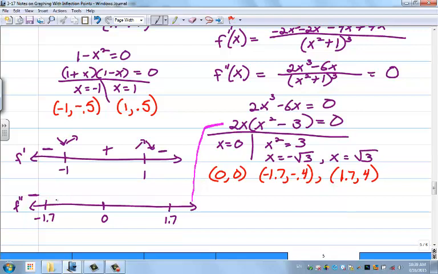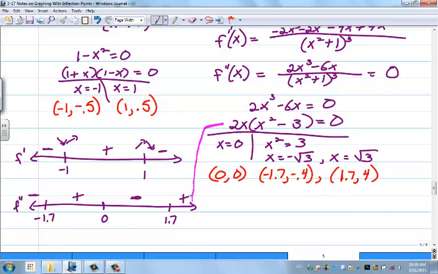Okay, and then between negative 1.7 and 0, I'll pick negative 1. If I stick a negative 1 in here, I get a negative. If I stick a negative 1 in here, I get a negative. Negative times a negative gives me a positive. Same thing with a 1. Put a 1 in here, I get a positive. If I put a 1 in here, I get a negative, so that turns out negative. And then finally, if I put 100 in here, I get a positive. If I put 100 in here, I get a positive. 2 positives gives me a positive.